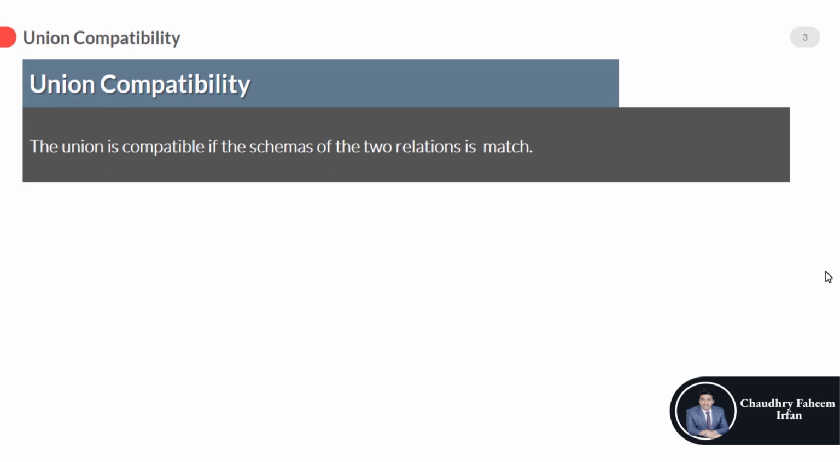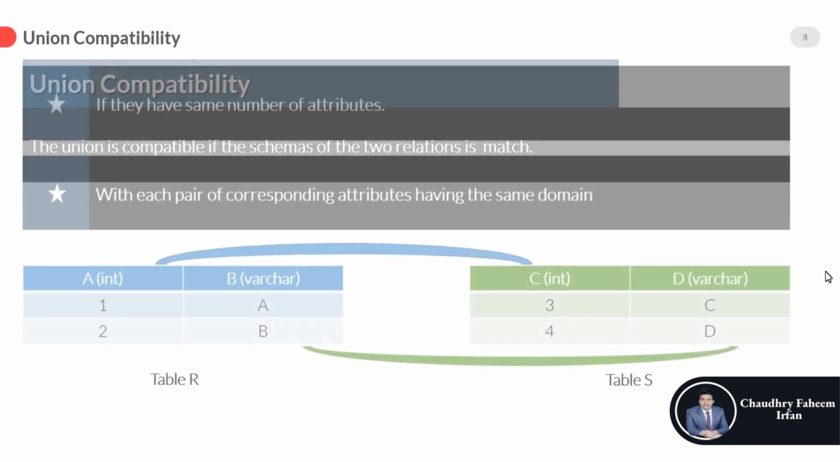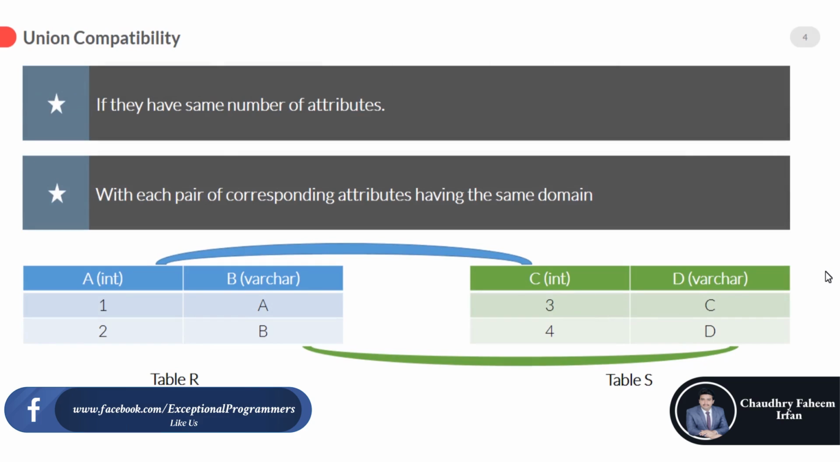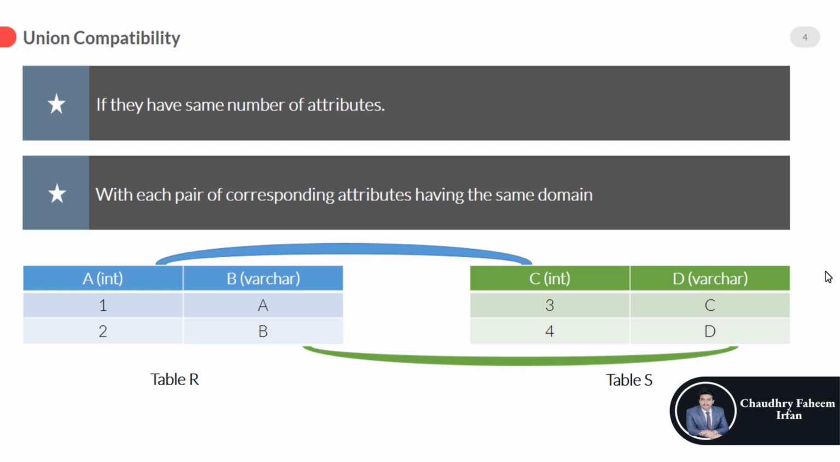Union compatibility. The union is compatible if the schemas of the two relations match. So what does that mean? There are two conditions. The first one is that they have the same number of attributes or columns, and the second condition is that each pair of corresponding attributes has the same domain. So what does that mean?